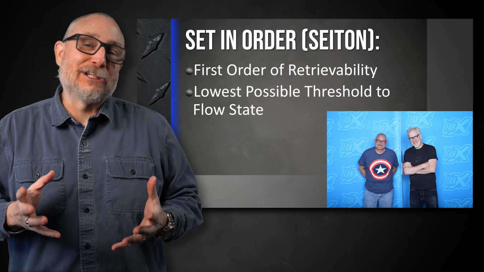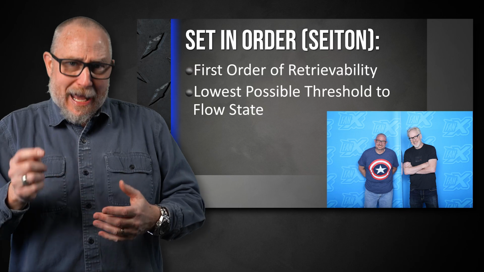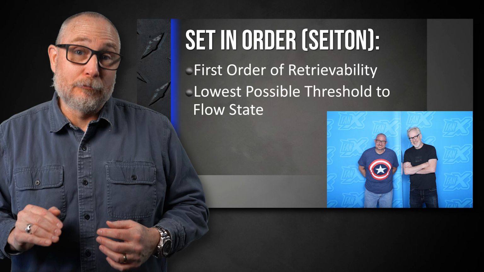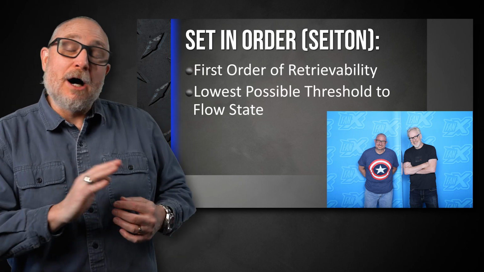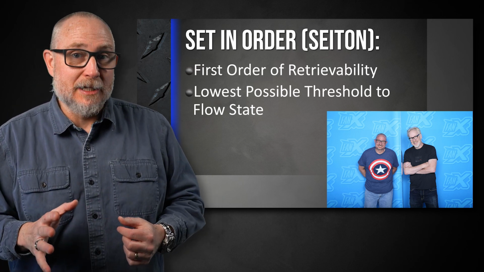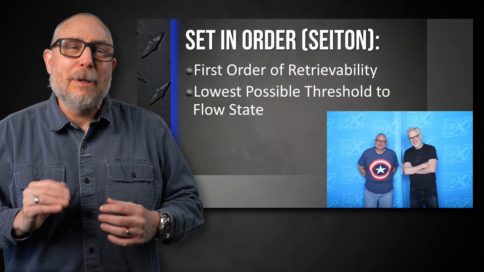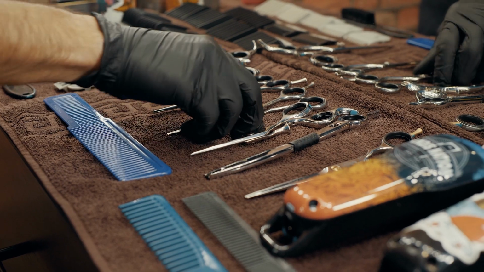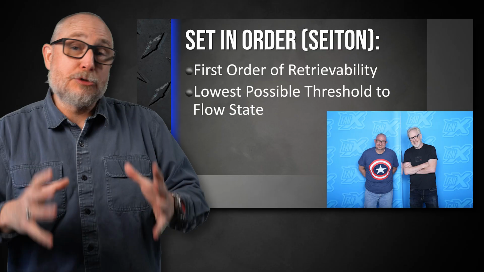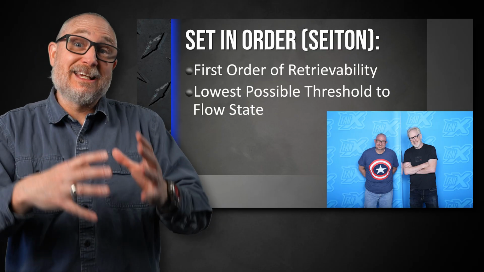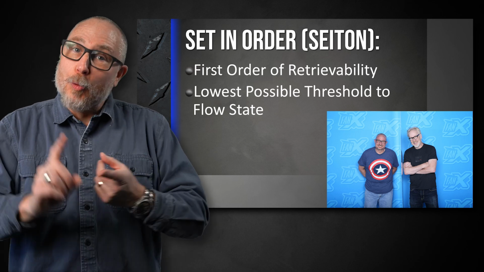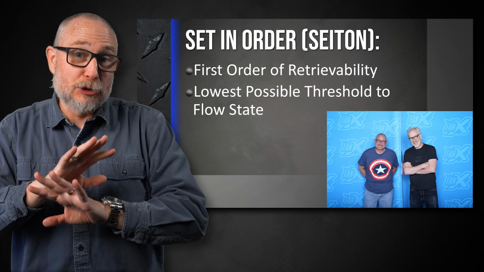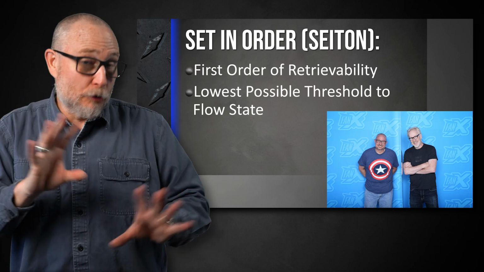Now, 2 terms that I really like, and actually from Adam Savage, the dude you see here with me, are first order of retrievability, and lowest possible threshold to flow state. Now, first order of retrievability basically means you don't have to move a tool to get to the tool you want, or you don't have to move materials to get to the materials you want. What you need is what you can get. First order of retrievability. You can just reach out and get it and not have to move your environment around.